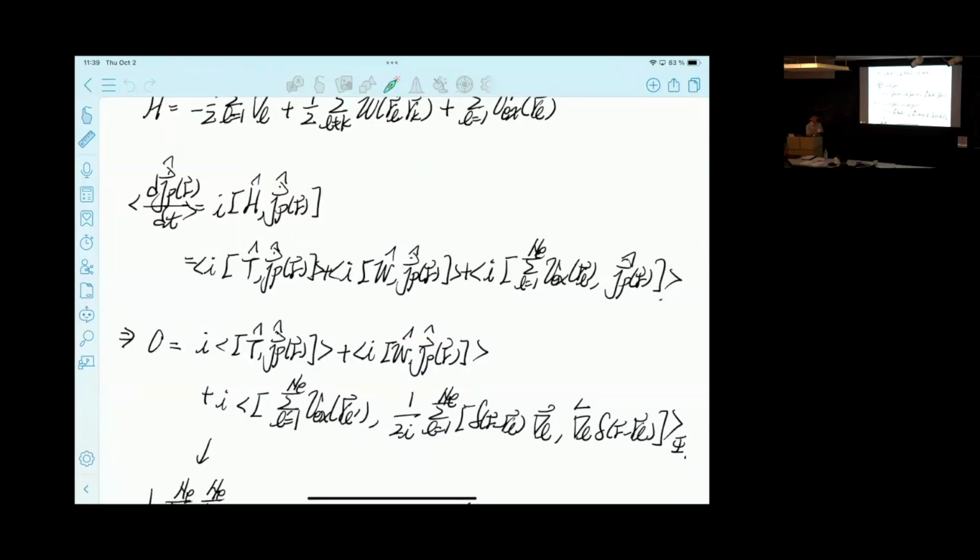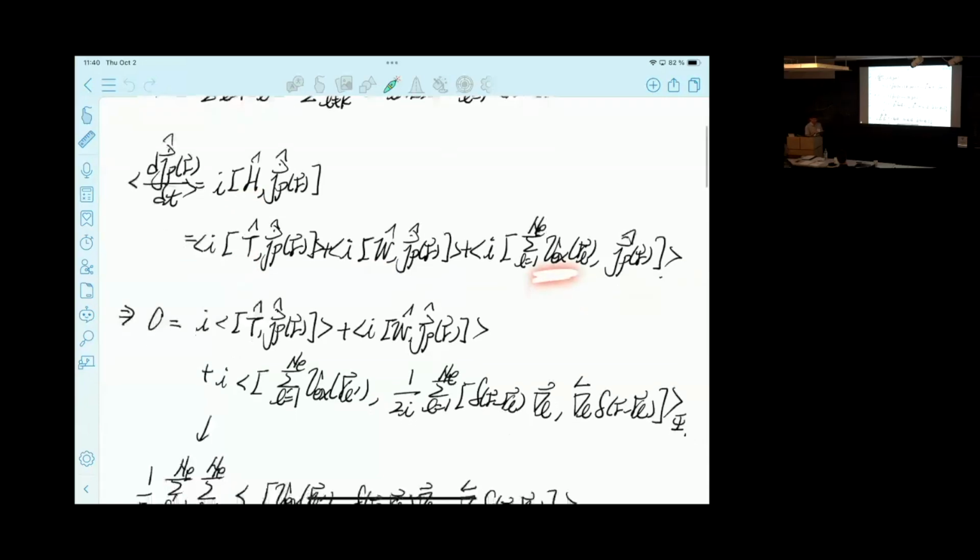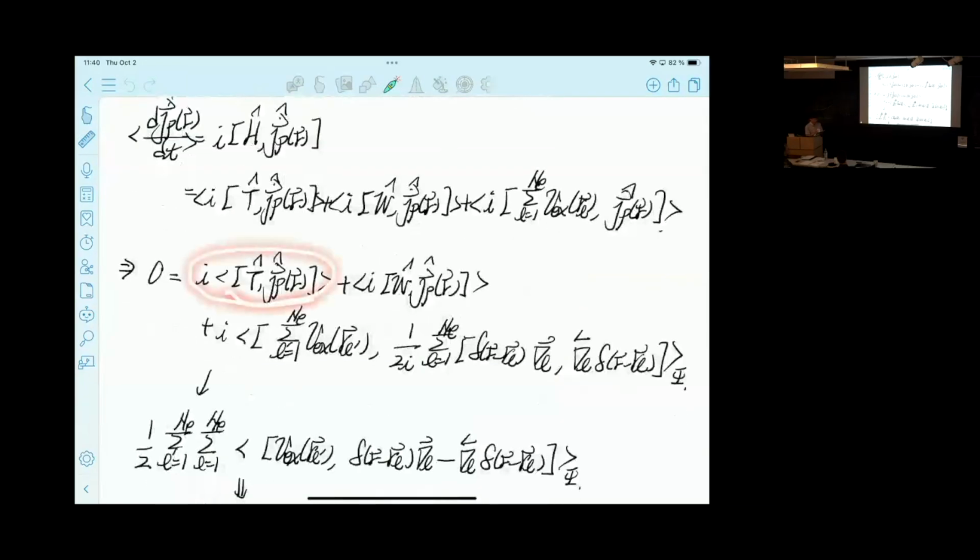You have to split. So that's why we separate this Hamiltonian into the kinetic energy, the electron-electron interaction, and also the external potential. And as I said, for this one we define it as ft, and this one we define as fw, so we don't have to solve this one.